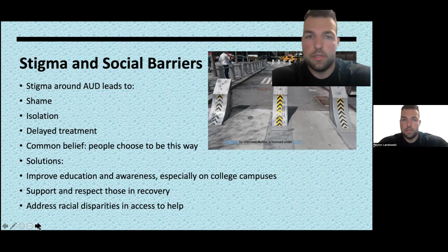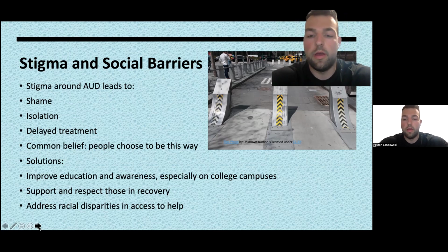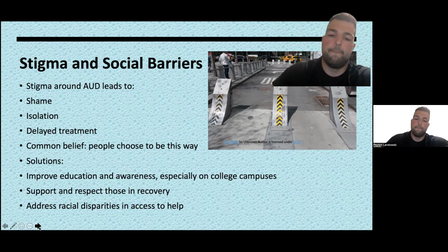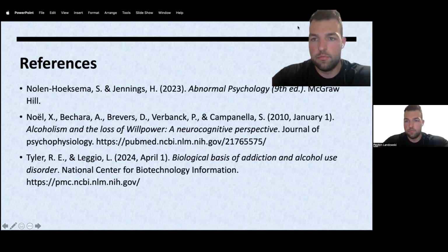One thing we can do to help this problem is to improve education and understanding of alcohol use disorder, especially on college campuses, where alcohol use disorders tend to begin or increase. We need to create a culture that supports and respects people who are working to get better, especially individuals of different races who are less likely to seek treatment than white Americans. And that's it. The resources are right there.